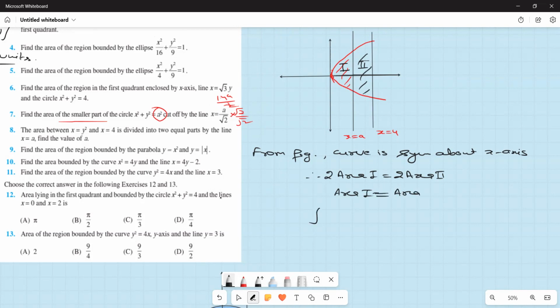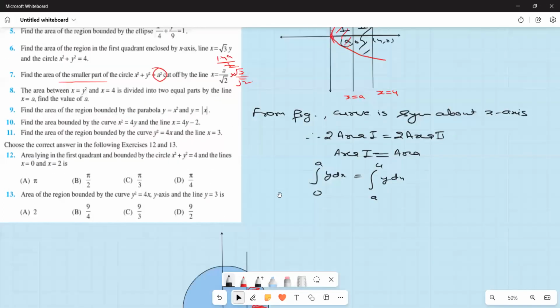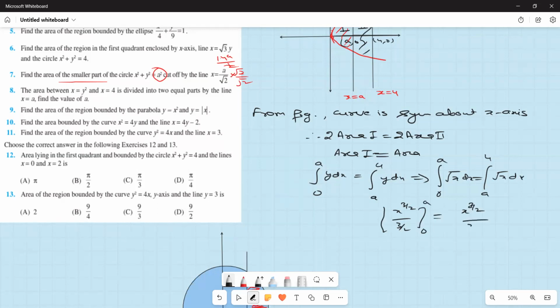What is area 1? This is a, 0. This is 4, 0. So integral 0 to a y dx is equal to integral a to 4 y dx. Curve understand. Curve is same. So y is root x. So this is root x from 0 to a is equal to a to 4 root x dx. So if I take x to the power 3 by 2 upon 3 by 2, limit is from 0 to a, is equal to x to the power 3 by 2 upon 3 by 2, limit is from a to 4.